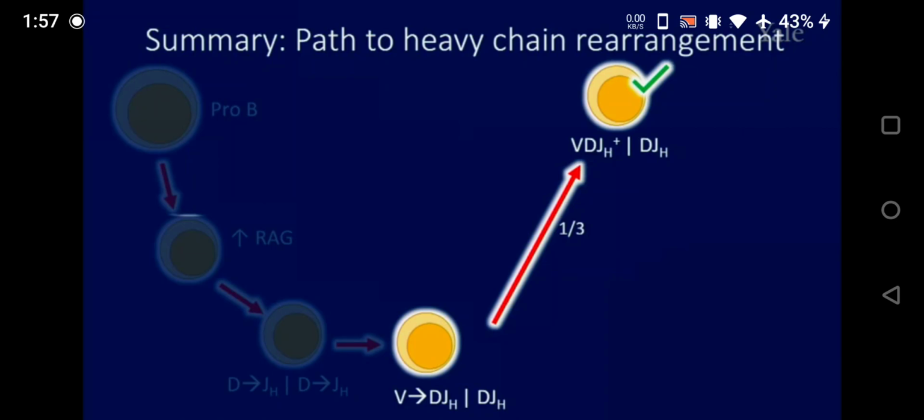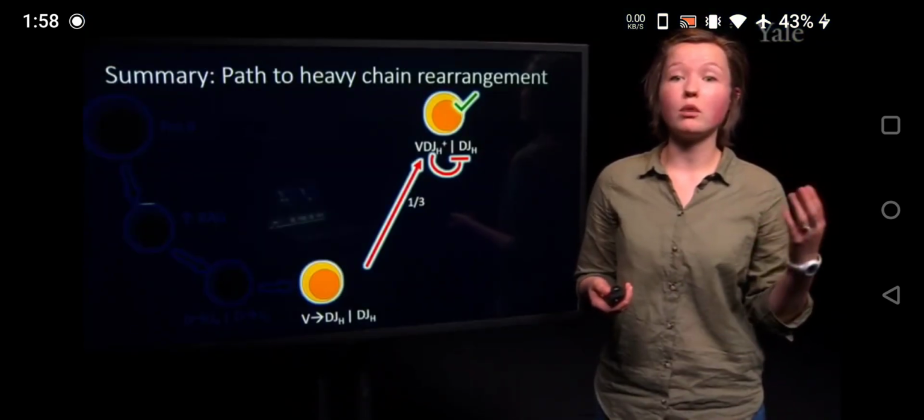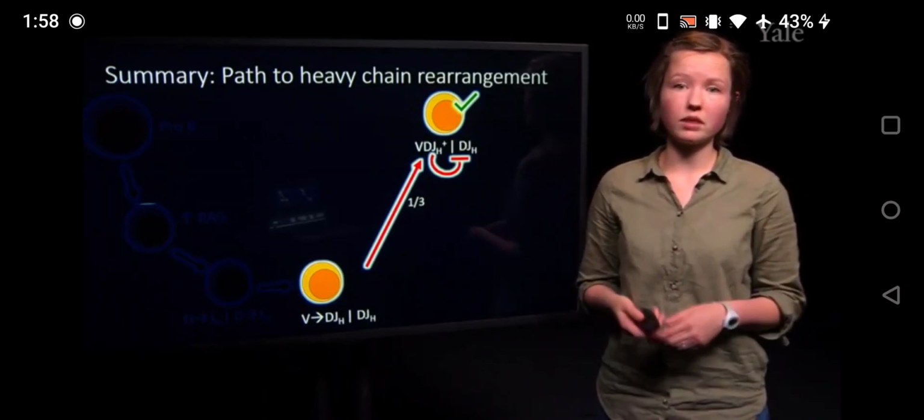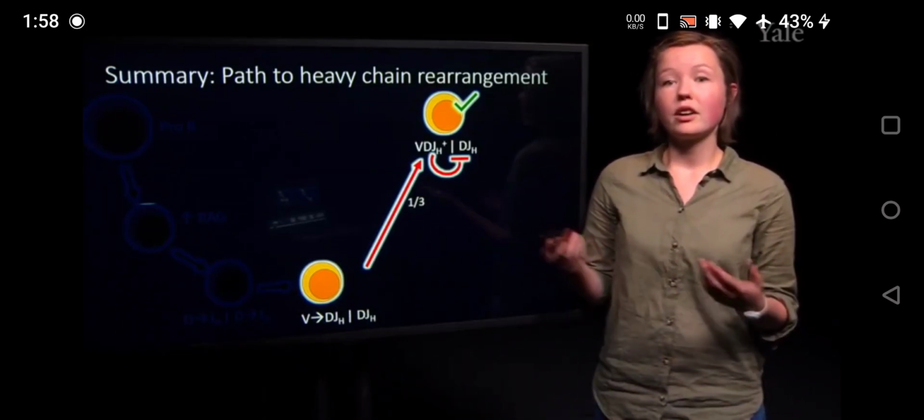So when this rearrangement is successful, this is where we have allelic exclusion. This will suppress recombination at the second allele. And if you remember what we talked about previously, this is necessary for there to be only one B cell receptor expressed on the B cell surface, which is necessary for its proper immunological function.